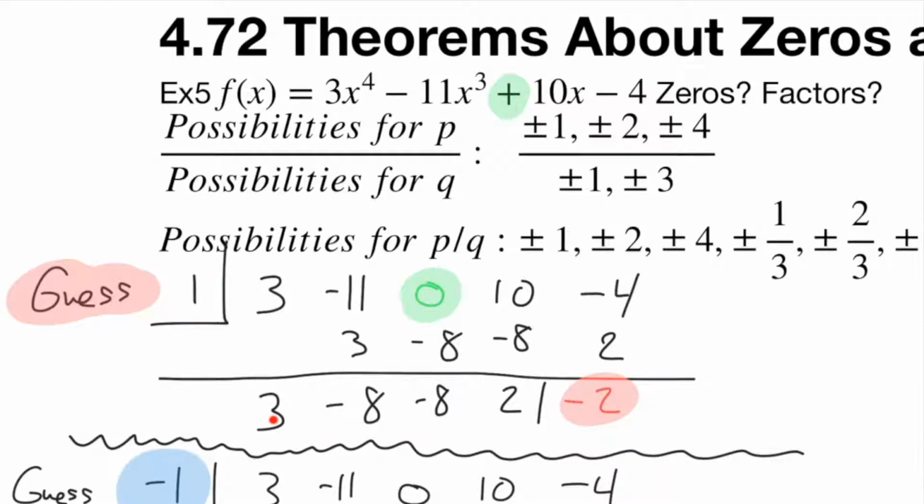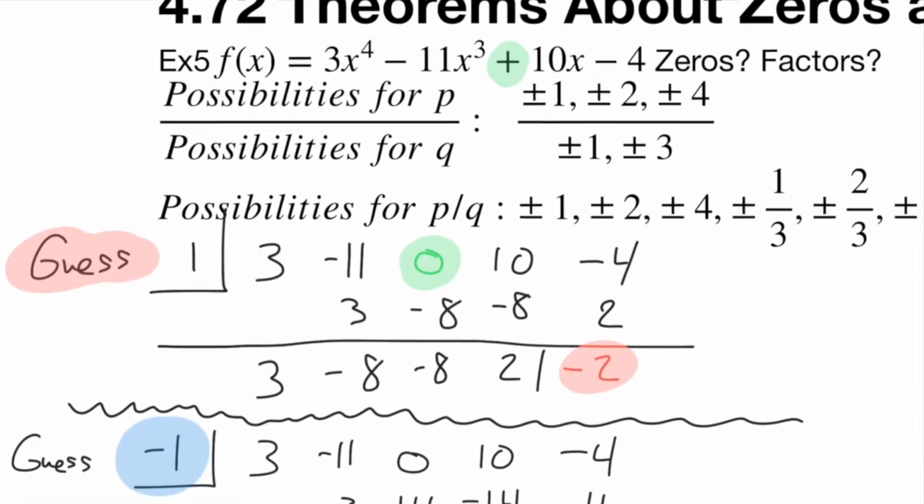Bring down 3, multiply by the zero, which is 1, add. Multiply by the zero, add. Multiply by the zero, add. Multiply by the zero, add. You get negative 2. Well, since it's not 0, since you get a remainder, then the value of 1 is not a zero. So we've got to try again.